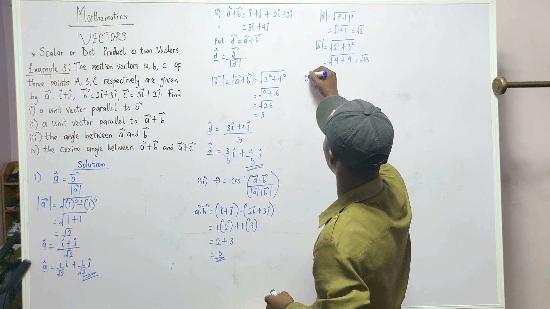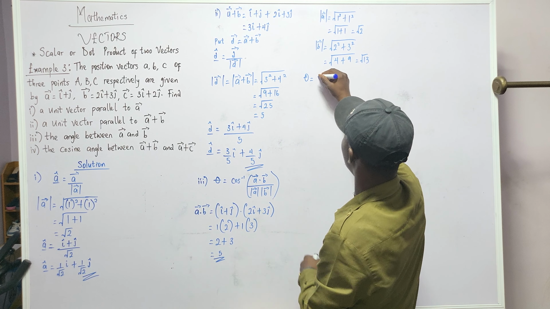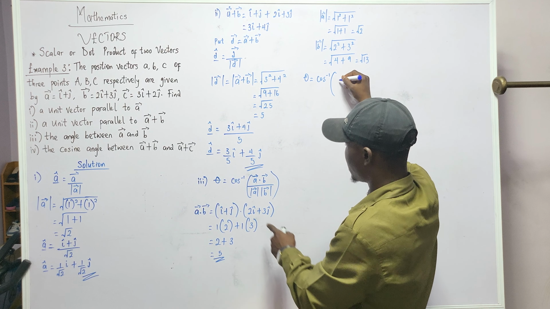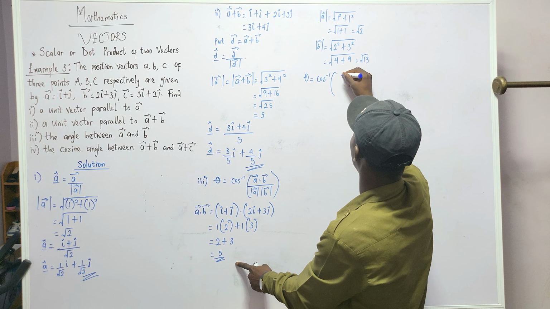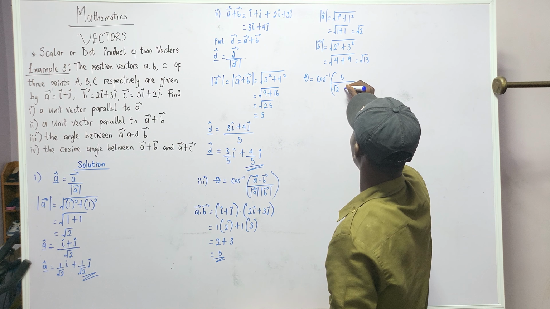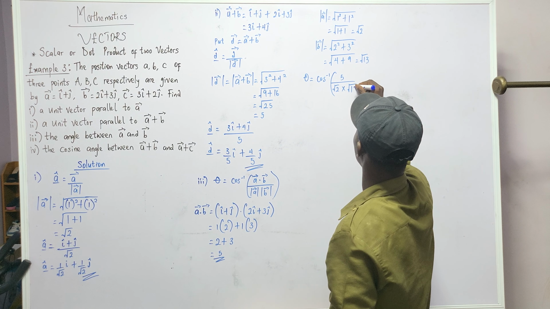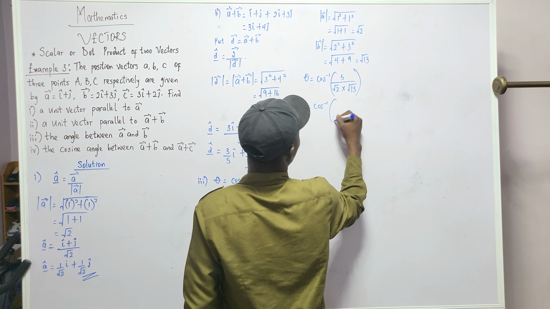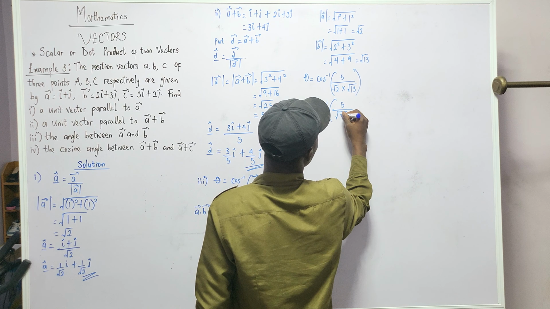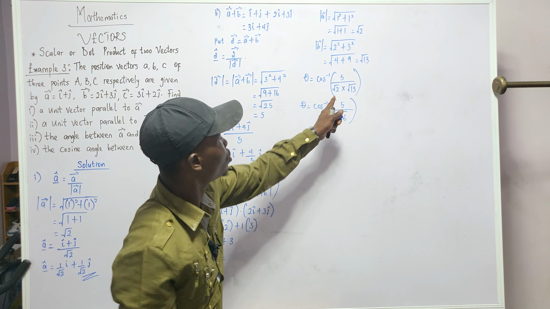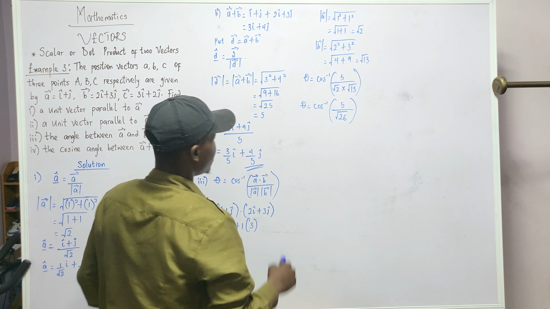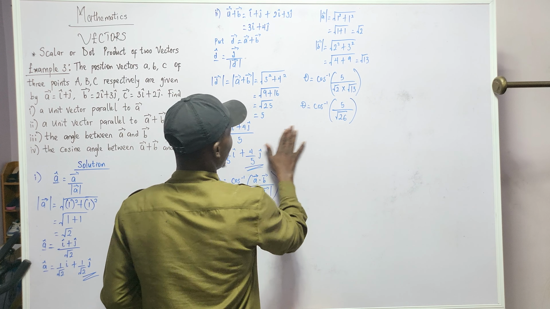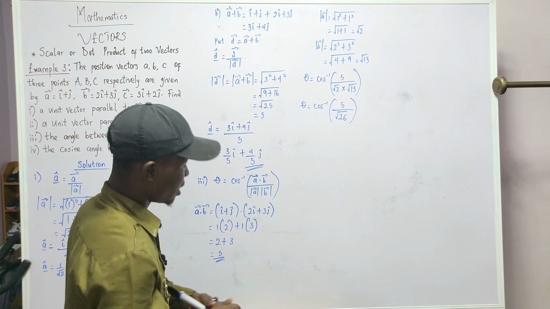So now we can get the angle theta. Angle theta will now be equals to cos inverse of, what is A dot B? A dot B is 5, over magnitude of A, root 2, multiplied by magnitude of B, root 13. So you can also say it as cos inverse of 5 over root 26. You know you can also change it to root 2 times 13. So that's 26.